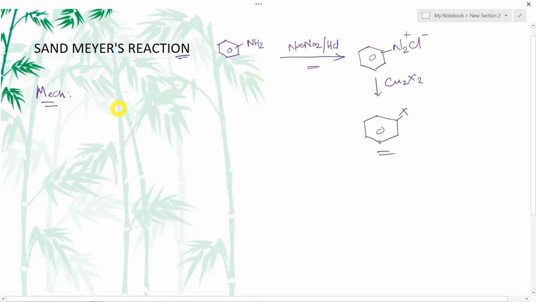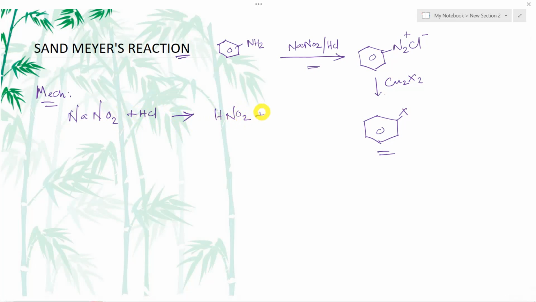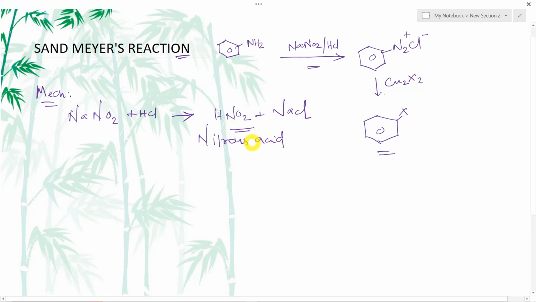So what we have taken here is NaNO2 and HCl. NaNO2 plus HCl gives rise to HNO2 plus NaCl. So this is called nitrous acid, HNO2. This is the main part formed in the reaction, and this forms a nitrosamine. This reacts with the aniline here.